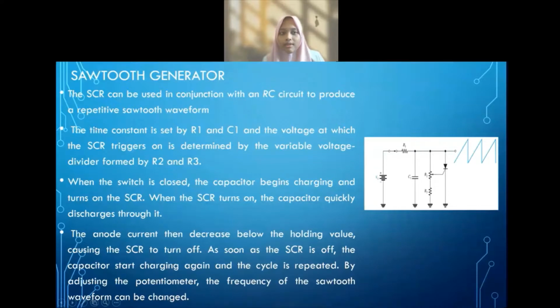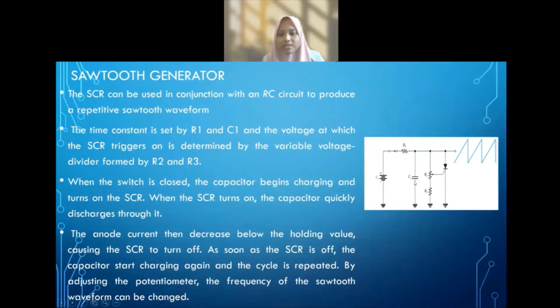Lastly, I will explain about the sawtooth generator. The SCR can be used in conjunction with an RC circuit to produce a repetitive sawtooth waveform. The time constant is set by R1 and C1, and the voltage at which the SCR triggers on is determined by the variable voltage divided by R2 and R3.